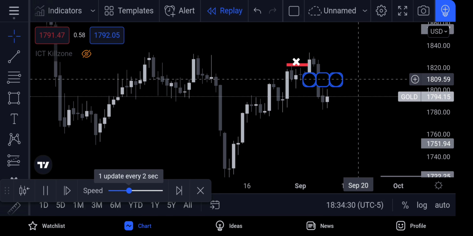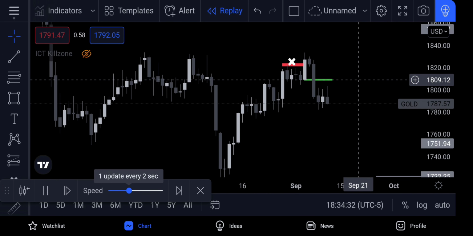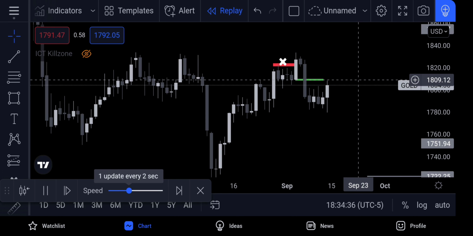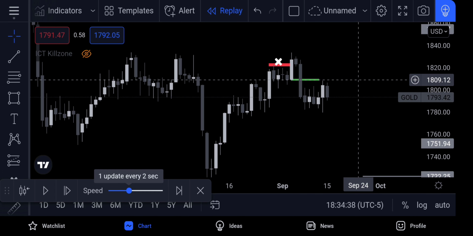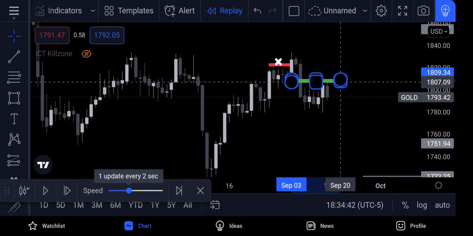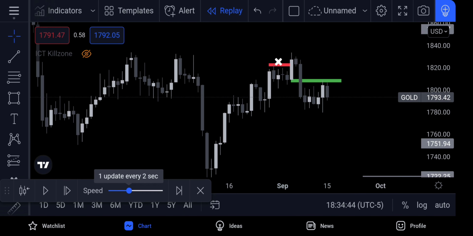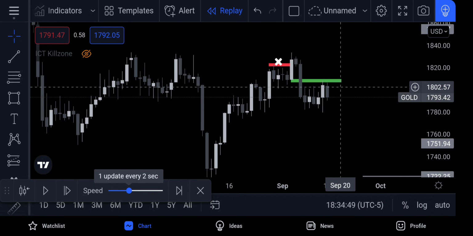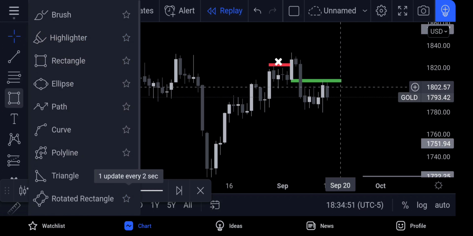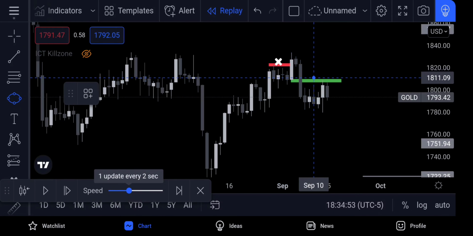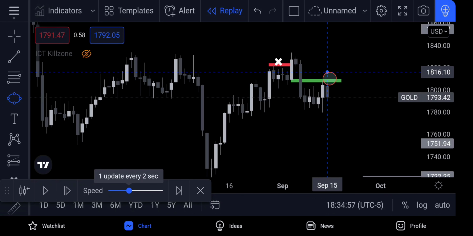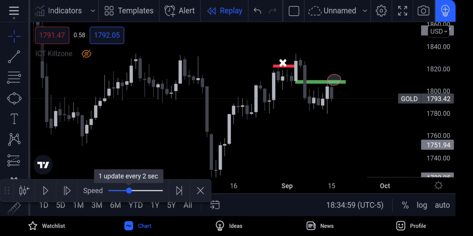To do that, you wait for it to tap back into it. Boom. So it taps back into it. Let's extend this. It tapped back into it. That's your entry point. So your entry will be right here. This is your entry point.